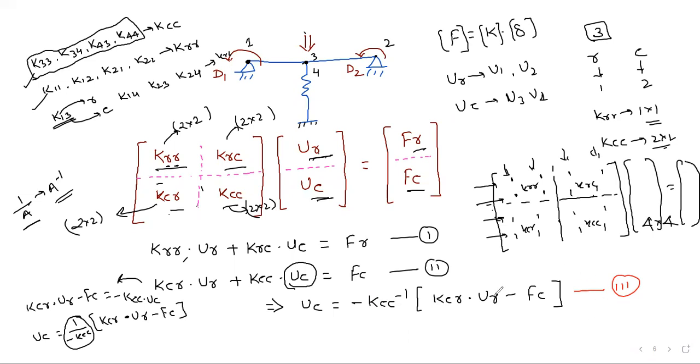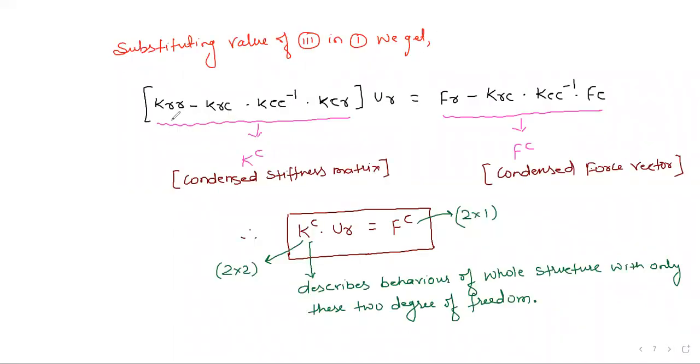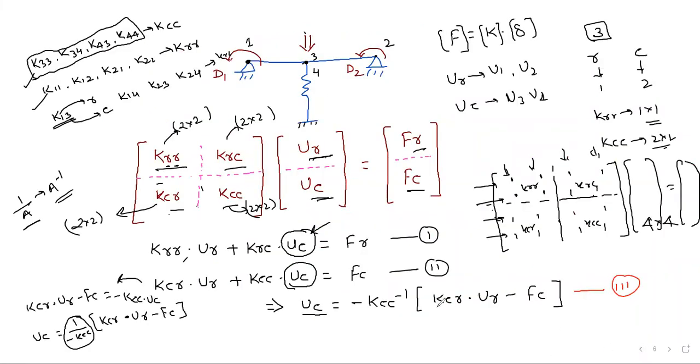So what will we do now? Whatever UC value we got from equation number 2, we will put in equation number 1 here. We are going to replace this UC value here. So what will we get? If you replace it, we get this equation: KRR minus KRC into KCC inverse into KCR, into UR, is equal to FR minus KRC into KCC inverse into FC. Just this value we have got from equation number 1 by putting in the UC value. Once you put this UC value here, we can find this value, right? So we got this value.